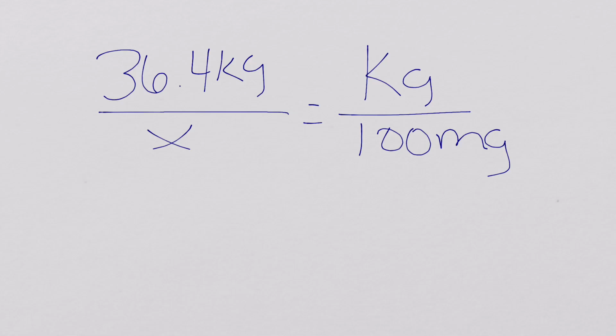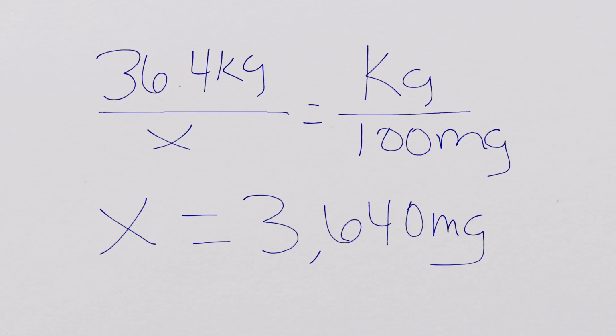Now part B is asking us to calculate the maximum daily dose. So we have our 36.4 over X. Doing the maximum, we would use the 100, and we need to make sure our stuff lines up. So a kilogram, 100 milligrams per kilogram. X would equal 36.4 times 100, 3,640 milligrams would be our max dose per day.